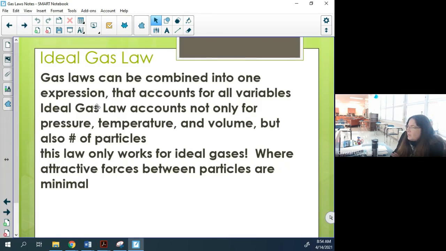So the gas laws can be combined, like I said, into one expression that accounts for all four variables. At this point, we've just been talking about three of the four variables. It takes into account the number of particles, so it works for ideal gases. Now, what is an ideal gas? An ideal gas is one where we don't have any or very few intermolecular forces involved.